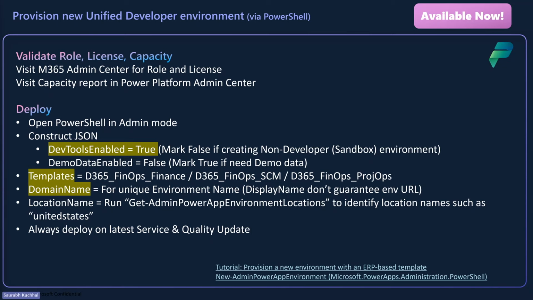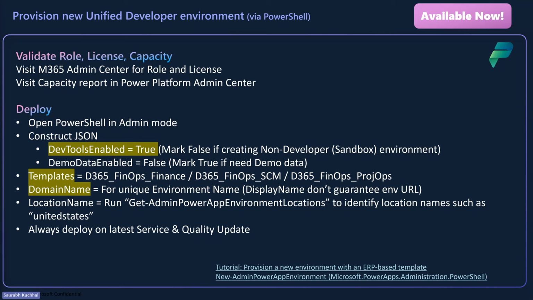Just a very quick recap. You need to make sure that on the role side in M365, the admin has the role of Dynamics 365 admin or Power Platform admin, and the licenses in the product, like supply chain, finance, or commerce, are assigned to that admin user. And from the capacity side, make sure that at least 1 GB of Dataverse and 1 GB of FNO database capacity is available before you can deploy this environment.